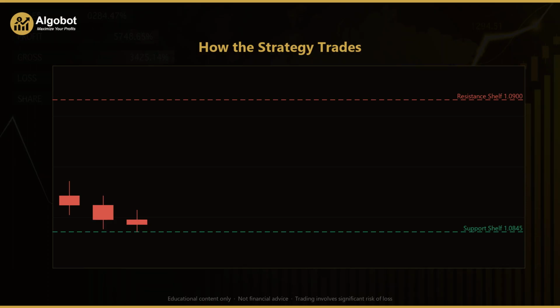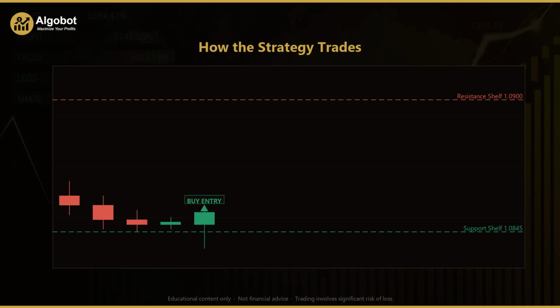The first few candles drift sideways, repeatedly testing the lower region of the range. As they do, they carve out that support shelf at 1.0845, the swing low that the strategy records over its lookback window. This is exactly the kind of level where resting orders tend to cluster, and it's the shelf the strategy will watch for a sweep.